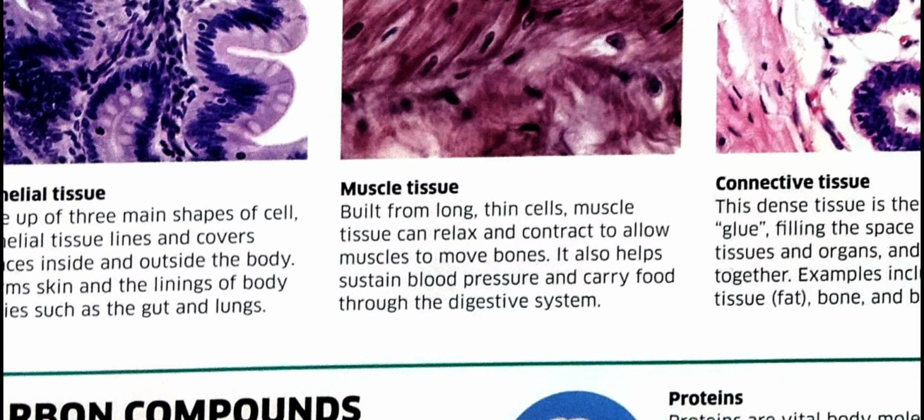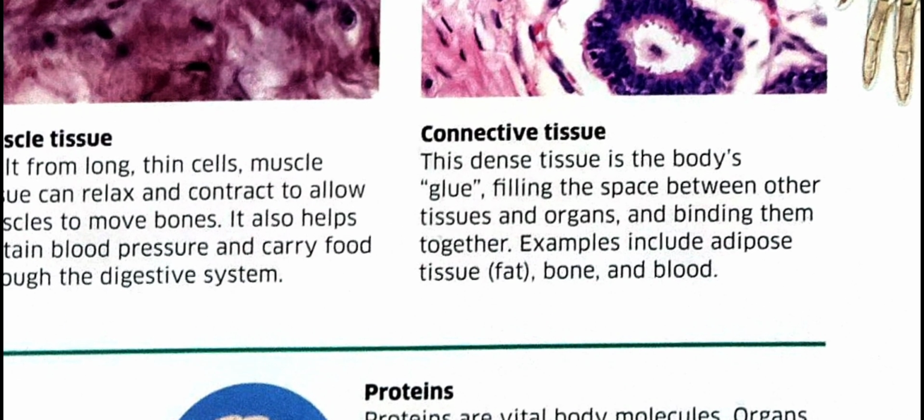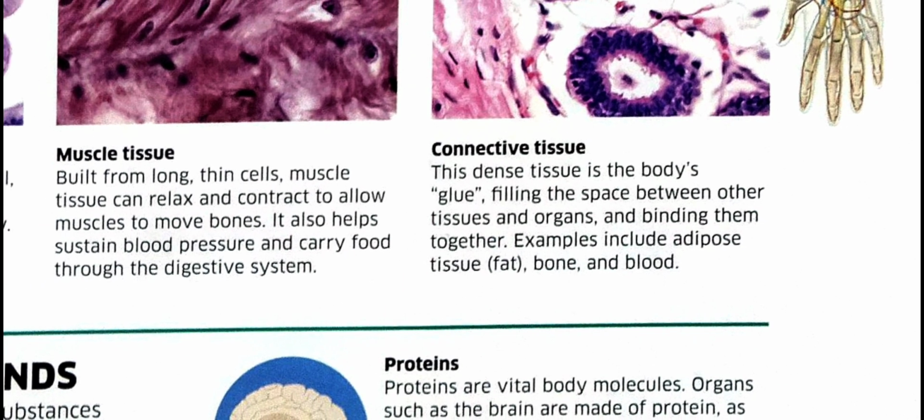Muscle tissue is built from long, thin cells. Muscle tissues can relax and contract to allow muscles to move bones. It also helps sustain blood pressure and carry food through the digestive system. Connective tissue. This dense tissue is the body's glue, filling the space between other tissues and organs and binding them together.